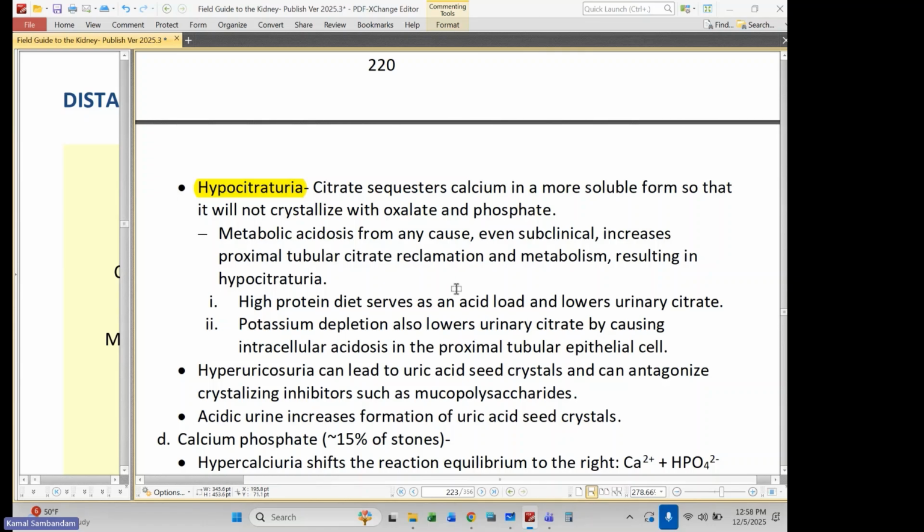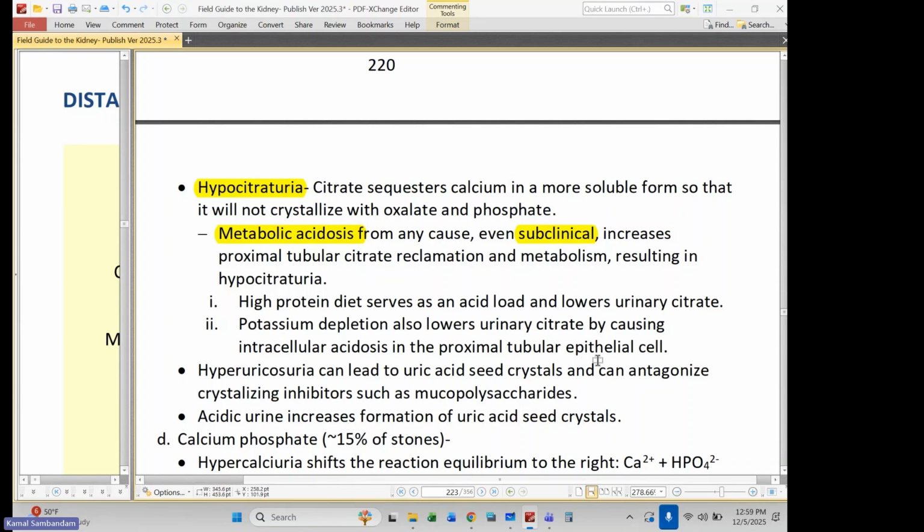Okay. All right. So metabolic acidosis from any cause, even subclinical metabolic acidosis. What is subclinical metabolic acidosis? Well, incomplete RTA, right? How do we define that? That's a patient who has a normal serum bicarbonate, but their urine pH is on the alkaline side more often than not, right? So often these patients have a subclinical acidosis. What does that mean? That means acid intake through diet is exceeding my urinary acid excretion.